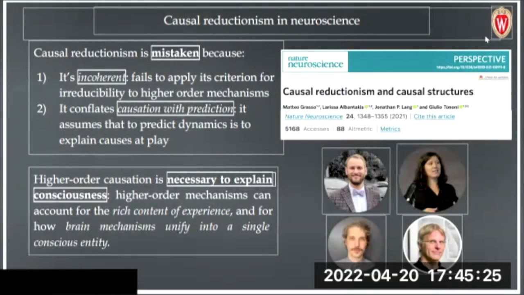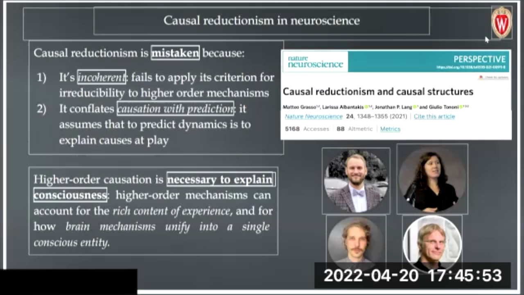I will claim that causal reductionism is mistaken for two reasons. The first is that it is inconsistent. It fails to apply the same criterion that it applies to first order mechanisms, which is a good one, to the irreducibility of high order mechanisms. The second criticism is that it conflates causation with prediction. It assumes that since we can predict everything based on first order elements, we can also explain the causes at play.